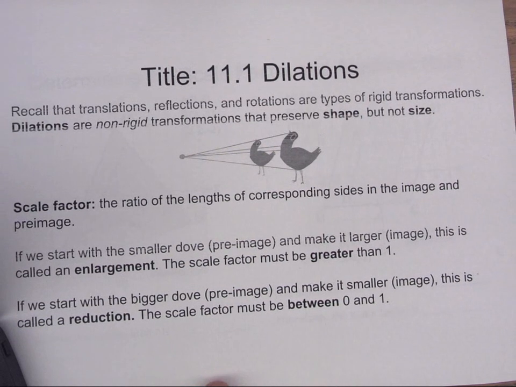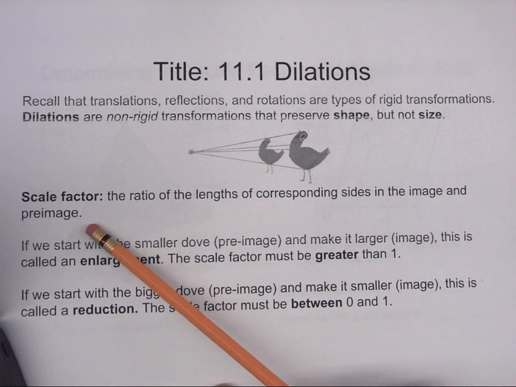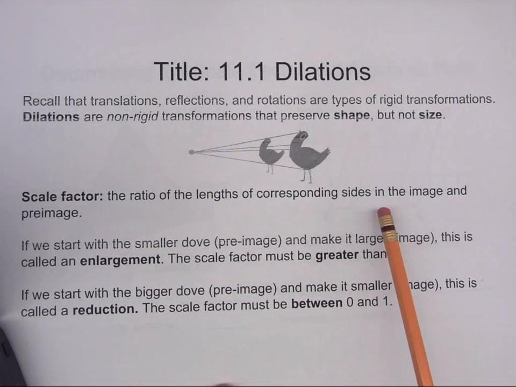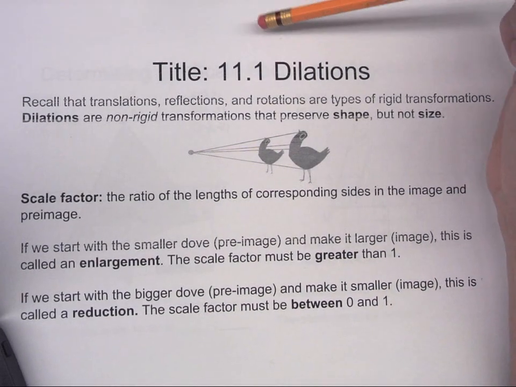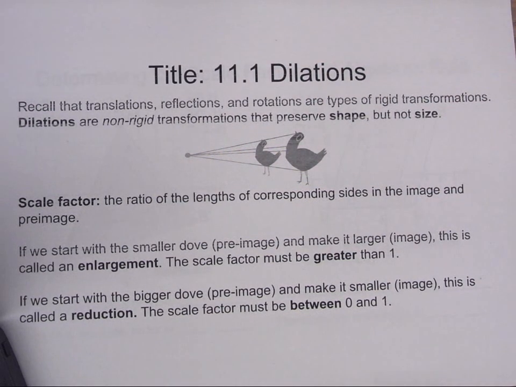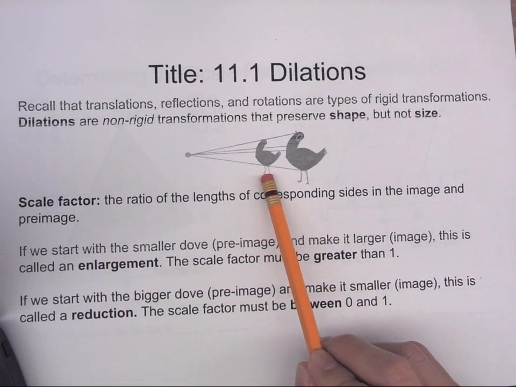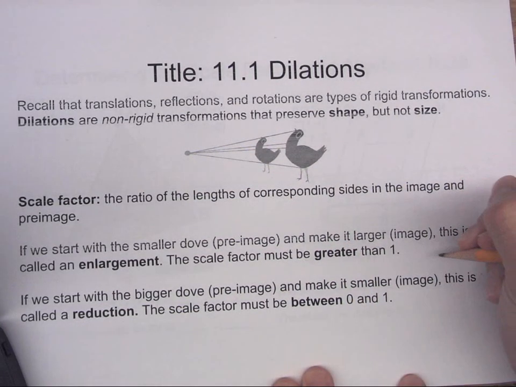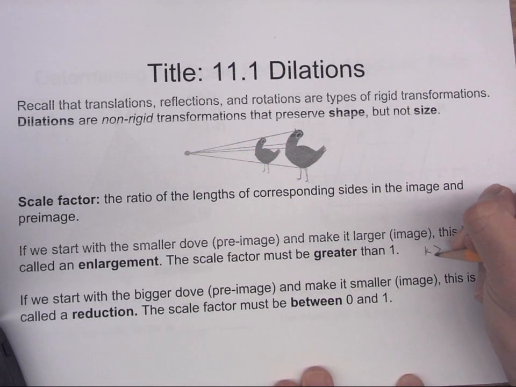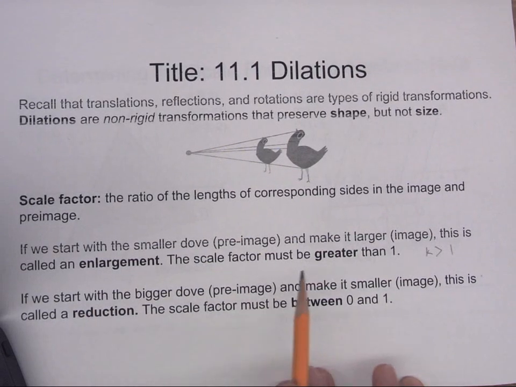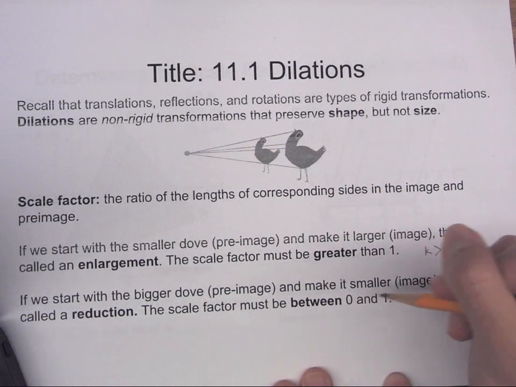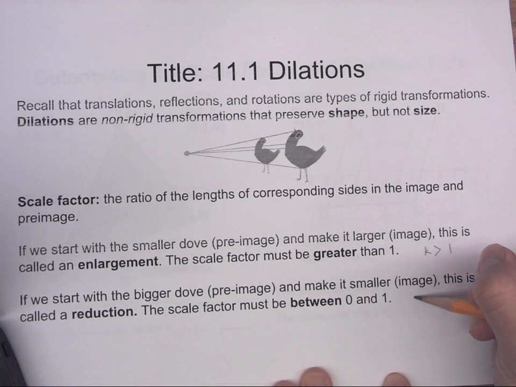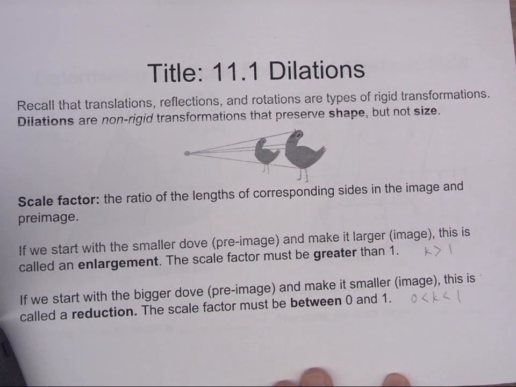Okay, so that leads to scale factor. Scale factor is the ratio of the lengths of corresponding sides in the image and the pre-image, and that is the main purpose of this section. When you start with the smaller dove and make it bigger, the scale factor, if we call it k, must be greater than 1. If we start with the bigger dove and make it smaller, that is called a reduction. So if we have a reduction, it must be a fraction or a decimal between 0 and 1.